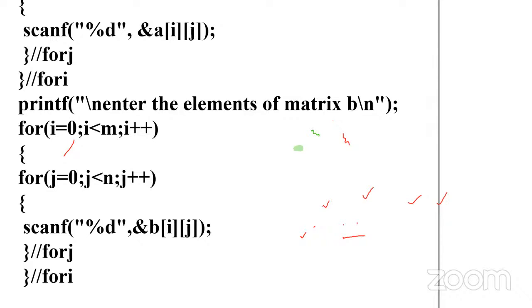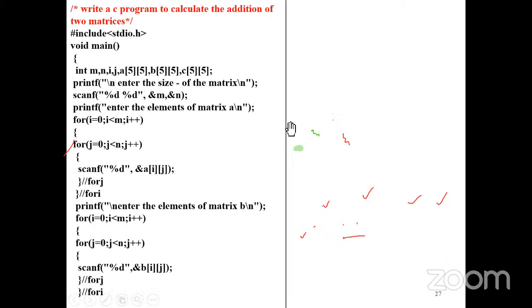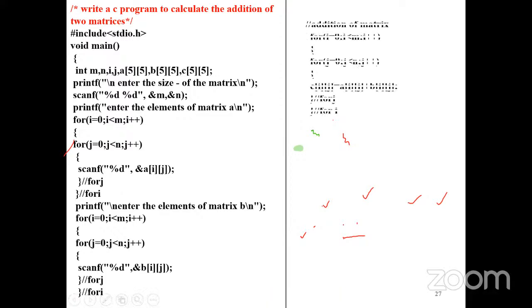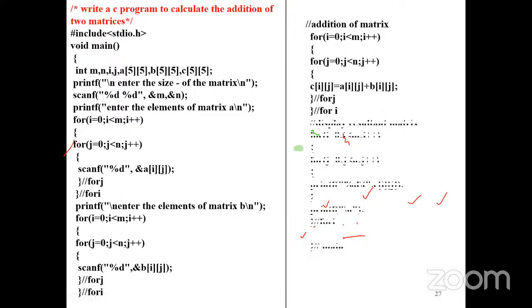Koncham paikandi. Next. Understand? Next. Next slide lo unda. Okay, next slide. B matrix values are taken, and the next one is the resultant matrix. Okay, ikkada undi. Okay. Enough.